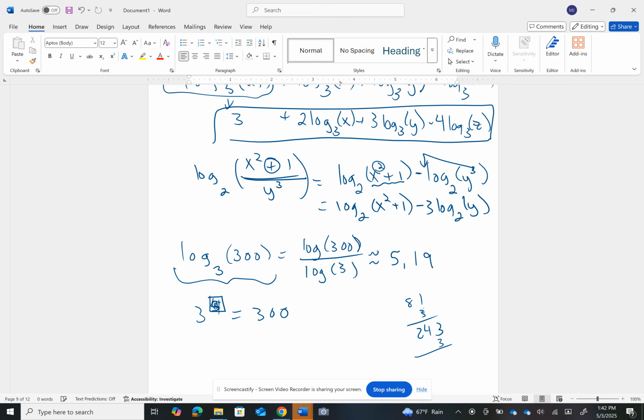81 to the sixth would have then been 729. So I know it's between 5 and 6. And so what we just found is that that would need to be about 5.19. So that's the change of base formula. Log of the inside, log of the inside divided by log of the base.